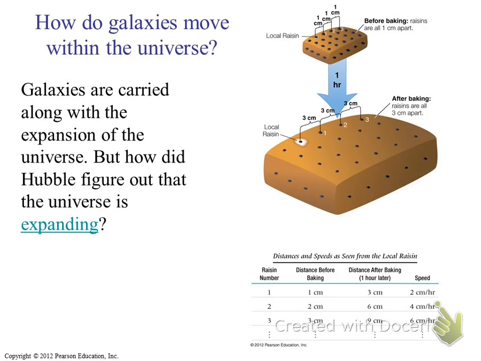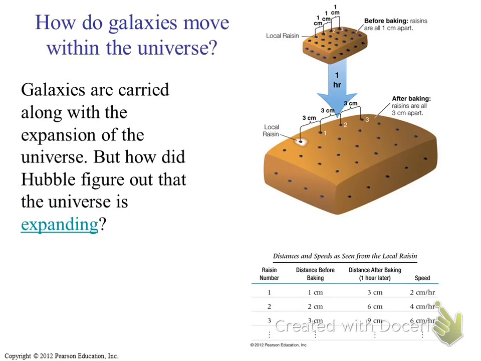I've not really ever had raisin bread before, but the raisins are nice because you can see them move. So let's say you had a cookie or raisin bread, and when you bake it, all of those raisins spread apart from each other. And what your author did is identify one of those raisins as us. We're the local raisin there, and we're the local raisin here. If you were to look at your neighbors before you baked it and after the whole thing expanded, your furthest neighbor is the one that moved the farthest from you. Why? Because everything's running away from each other.